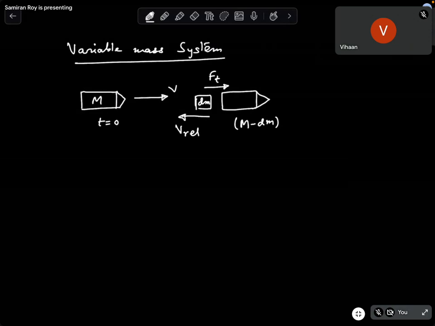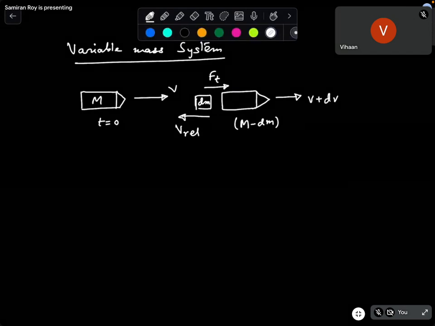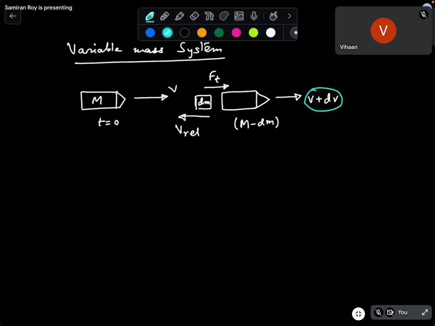Because of this thrust force, what will happen? The velocity of the rocket will also increase. So the velocity of the rocket, can I write v plus dv? Initially it started with what velocity? v. After some time its velocity will be v plus dv, correct? So I'll just write the notation dm.